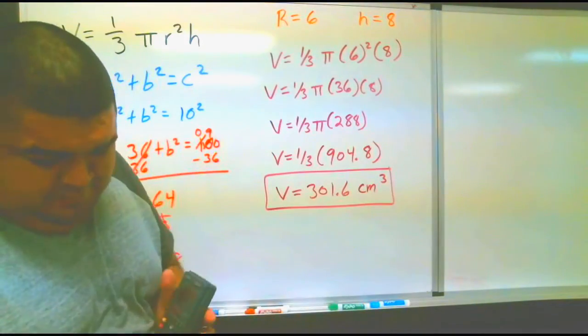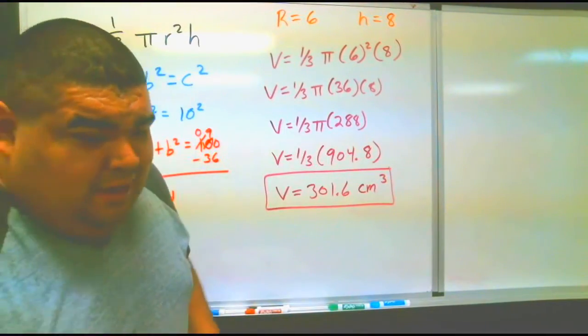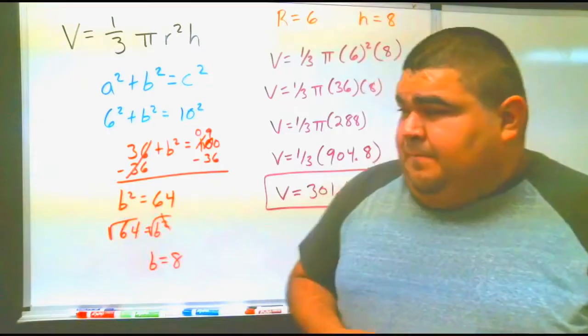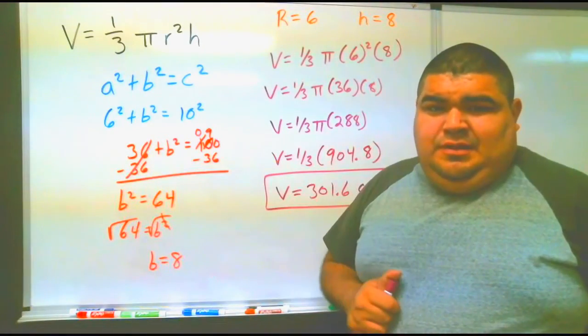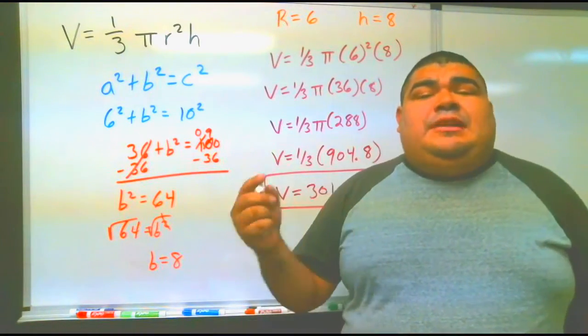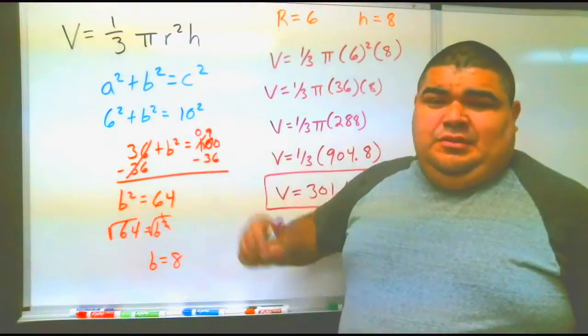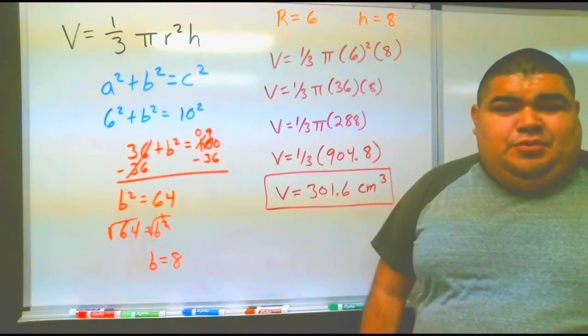And that's it. Notice that for this one, we had to find the height using the Pythagorean theorem. Again, what's always across from your 90-degree angle is your hypotenuse. Make sure you have everything in your notes.